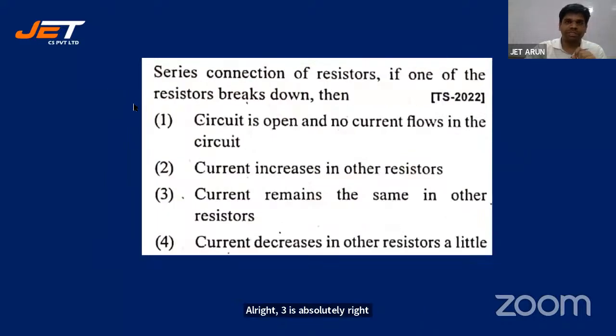Series connection of resistors. If one of the resistors breaks down, then the circuit is open and no current flows in the circuit. Current increases in other resistors. Current remains the same in other resistors. Current decreases in other resistors a little.